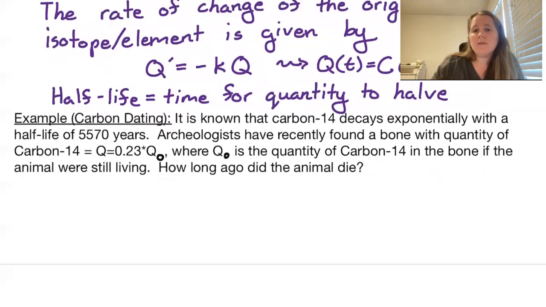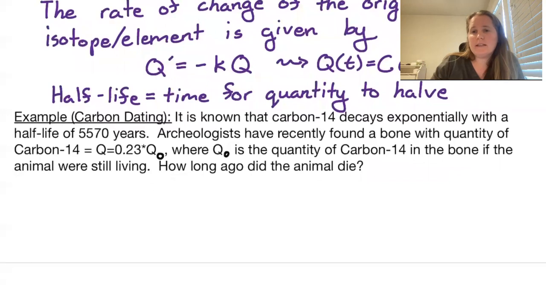It is known that carbon-14 decays exponentially with a half-life of 5,570 years. Archaeologists have recently found a bone with quantity of carbon-14 equal to Q, which is 0.23 times Q naught, where Q naught is the quantity of carbon-14 in the bone if the animal were still living. And we want to know how long ago did the animal die.